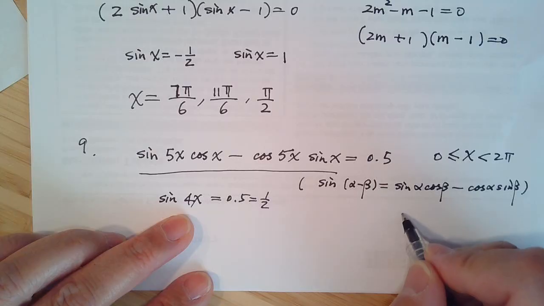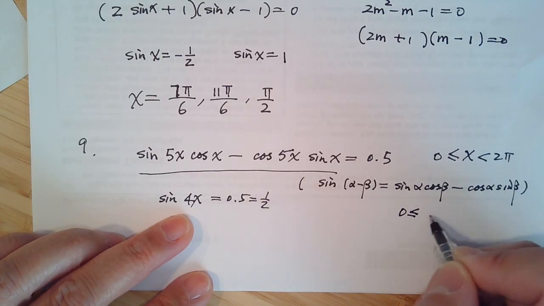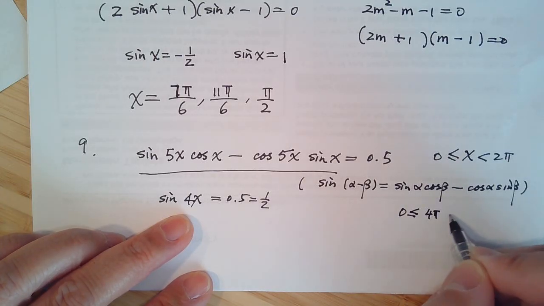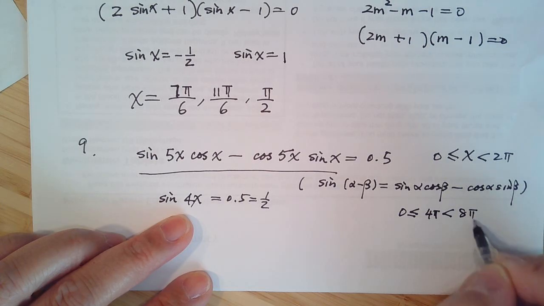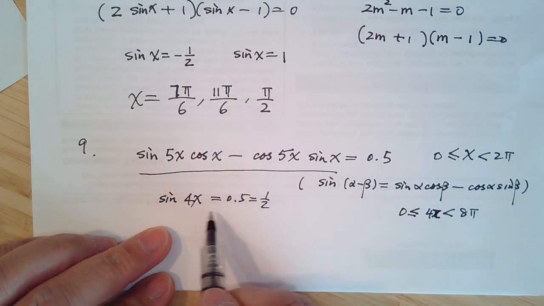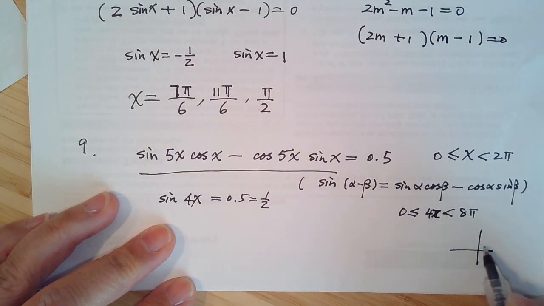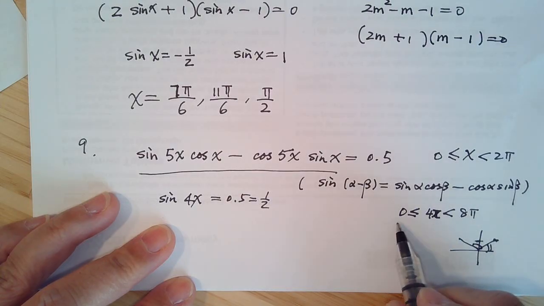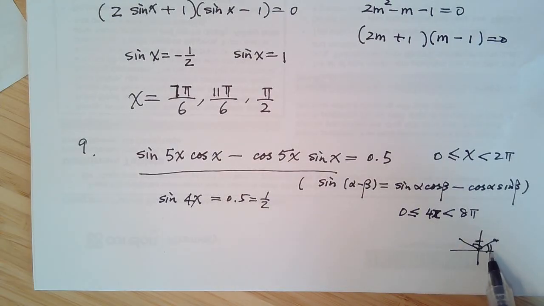And for 4π, that's going to be 0 ≤ 4x < 8π for x. So that means for sine equals 1/2, I get here and I get here, right? Between 0 and 2π, I have two solutions. Between 0 and 8π, I should have eight solutions.